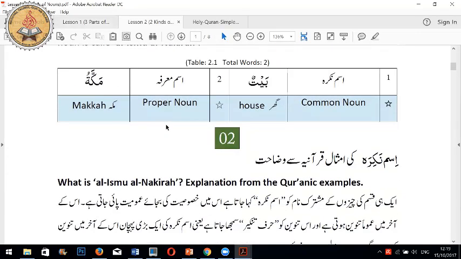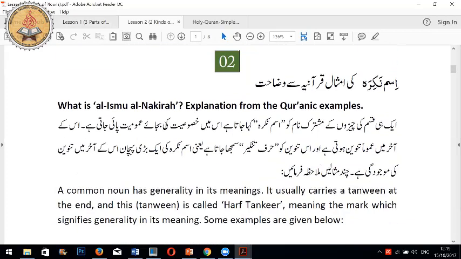Now, point number 2, example. A common noun has generality in its meaning, general in meaning. As I gave the common noun, bayt, masjid, thousands of mosques are there in the world. Similarly, qalam, pen, many things, billions of things. It generally carries a tanween at the end.